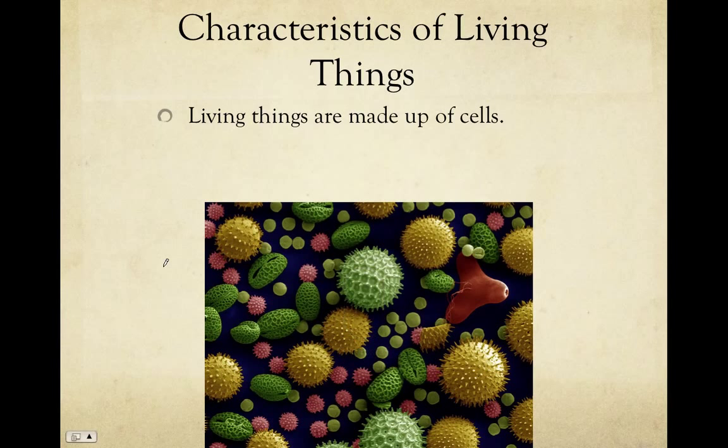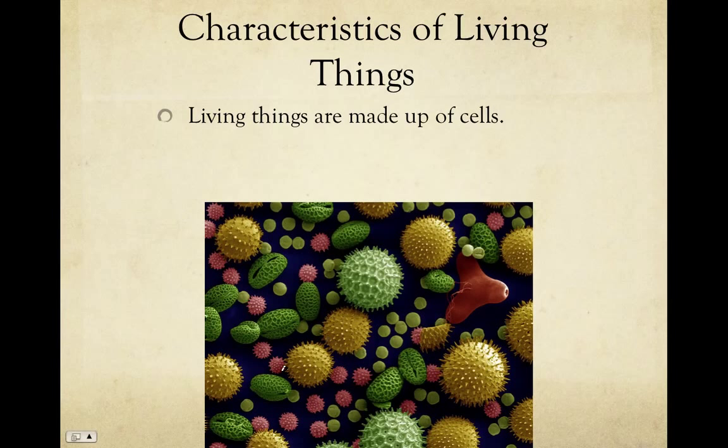And so all living things are made up of these basic units called cells, and we'll have a whole chapter on cells. In this picture right here, you see a variety of cells. These are all pollen grains, which are cells for flowering plants, or plants in general.